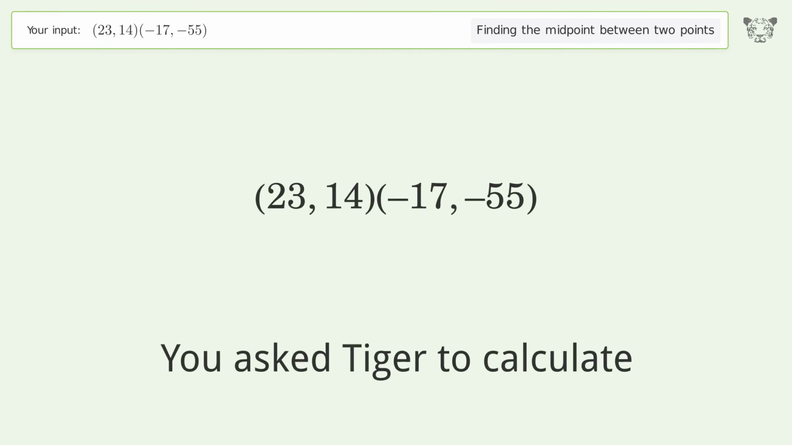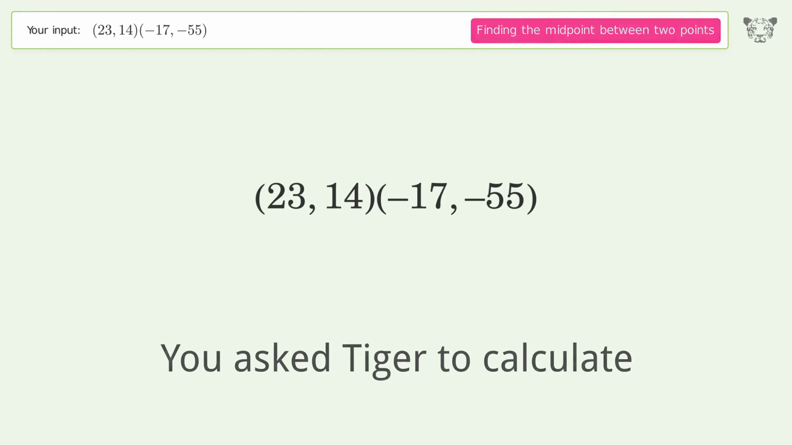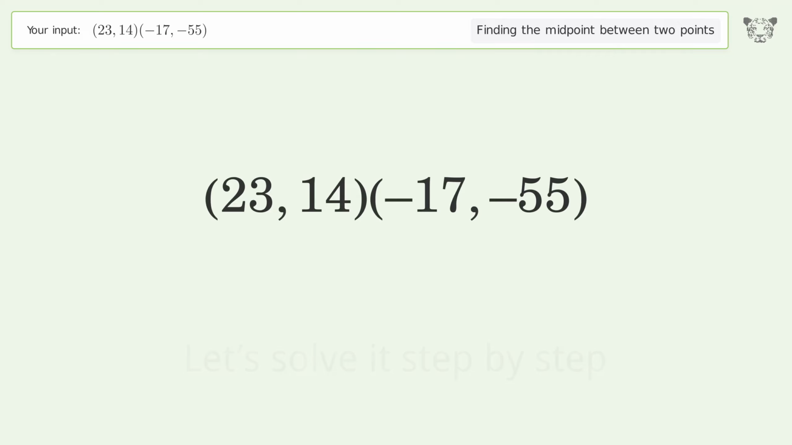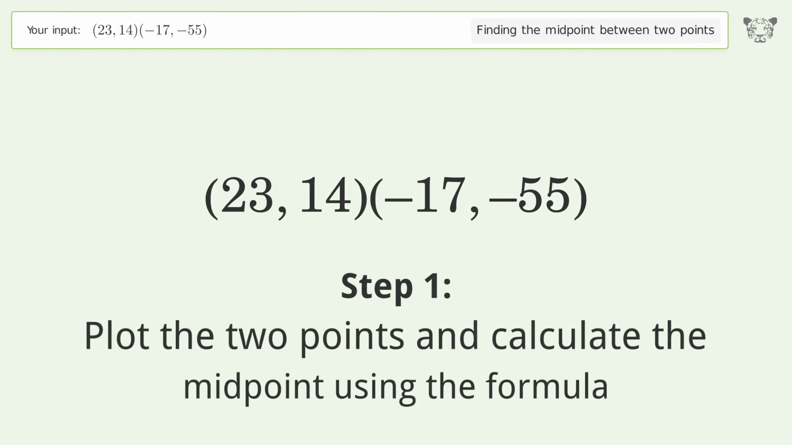You ask Tiger to calculate. This deals with finding the midpoint between 2 points. The midpoint between the 2 points is (3, -20.5). Let's solve it step by step. Plot the 2 points and calculate the midpoint using the formula.